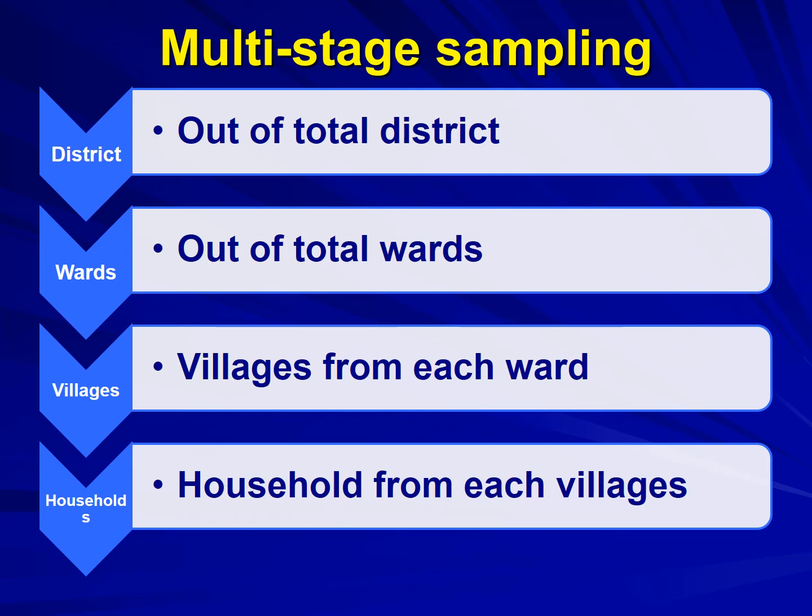It is also a part of probability sampling. This type of sampling method is used when the population to be studied is large, scattered and heterogeneous in nature. It is commonly used for large scale surveys. Many national health programs use this sampling method while conducting their surveys. In this method, sampling is carried out in stages.